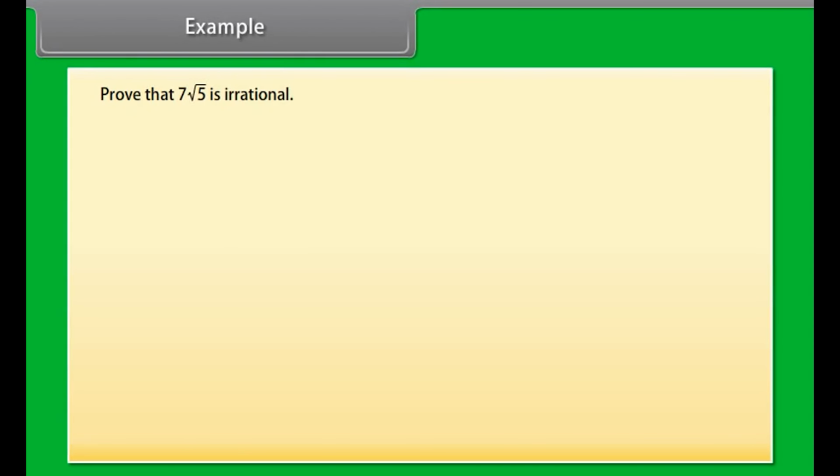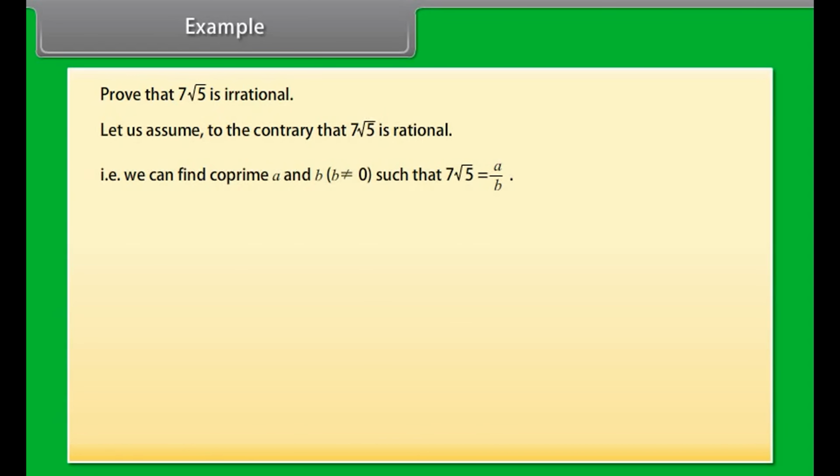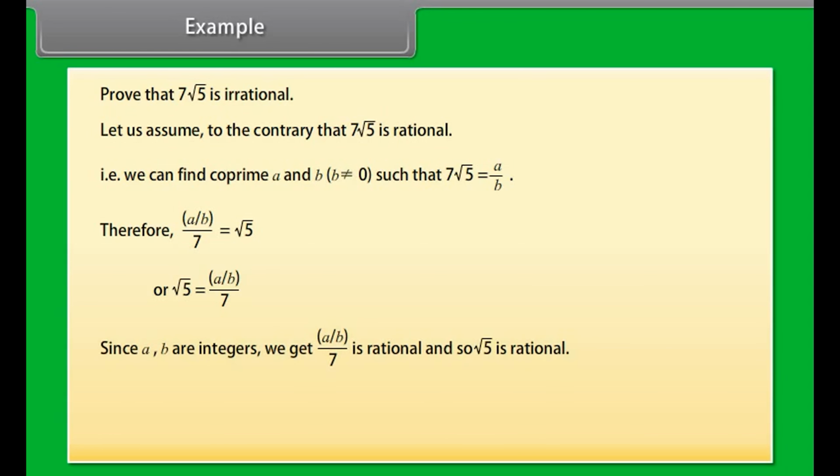Example. Prove that 7 square root 5 is irrational. Let us assume to the contrary that 7 square root 5 is rational. That is, we can find coprime a and b where b is not equal to 0 such that 7 square root 5 is equal to a upon b. Therefore, a upon b times 7 is equal to square root 5, or square root 5 is equal to a upon 7b. Since a, b are integers, we get a upon 7b is rational, and so square root 5 is rational. But this contradicts the fact that square root 5 is irrational.